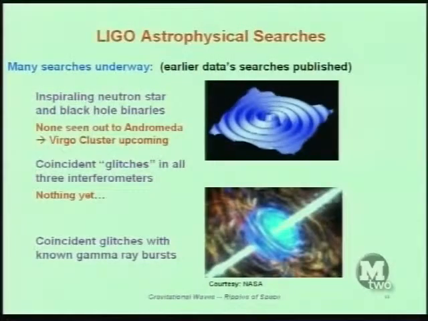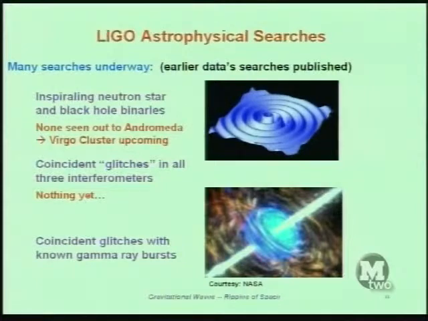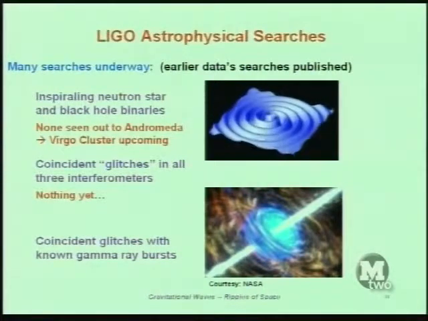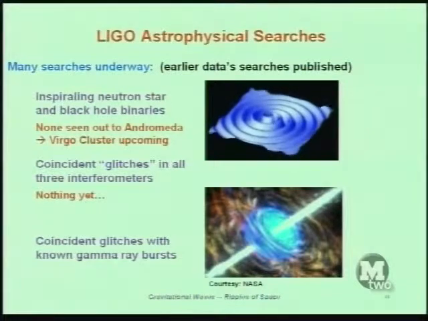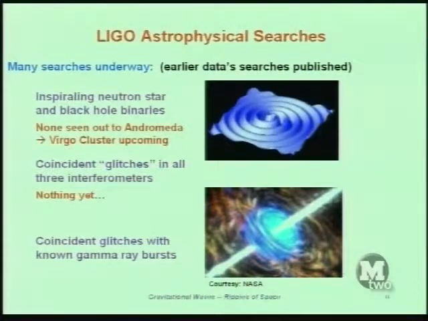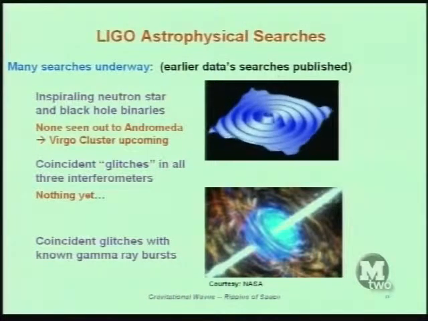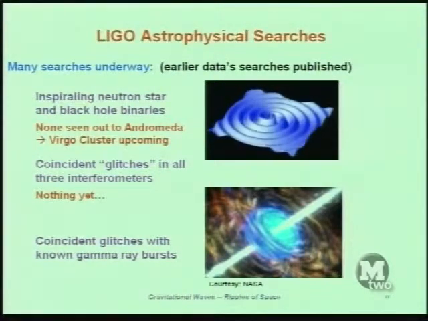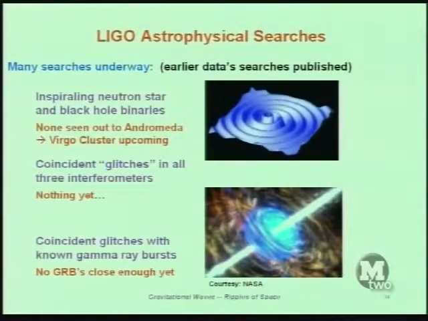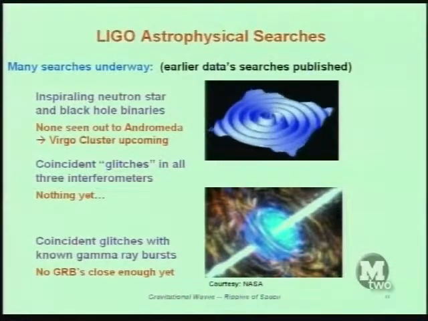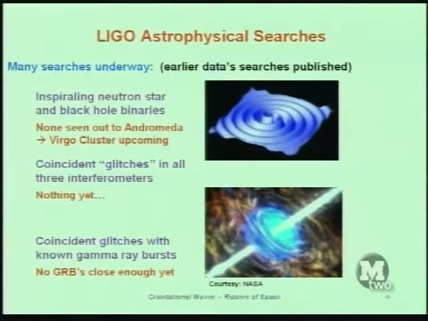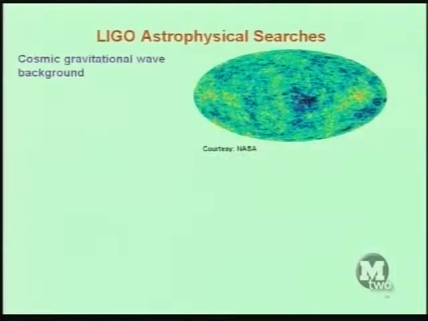We've also looked for coincident glitches with gamma ray bursts. Gamma ray bursts are these very violent reactions that we think are caused by either in-spiraling neutron stars, in the case of very short-lived gamma ray bursts, or by exploding supermassive stars, in the case of a long-lived gamma ray burst. You may have read in the newspaper about one such event last week. We didn't see it. It was too far away. It was about a gigaparsec away, more than a billion light years away. But if one of those happened a lot closer to us, we'd be able to see it, and we're hoping that that will happen one of these days.